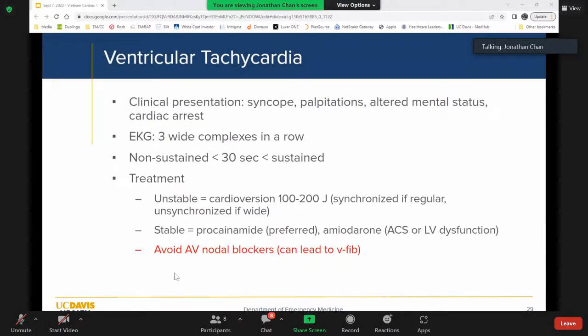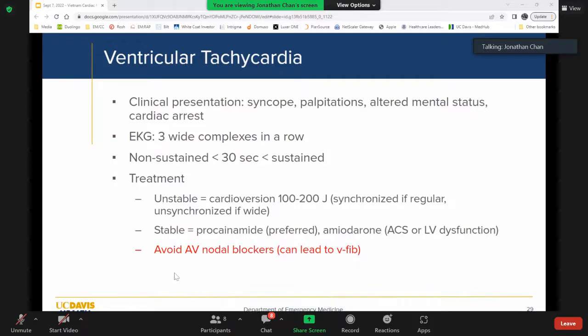Ventricular tachycardia can present in many different ways. You can sometimes have syncope where patients pass out. You can sometimes have palpitations. You can sometimes have altered mental status where they're confused or lose consciousness, or they can come in in cardiac arrest as well, where their heart has completely stopped. To call something ventricular tachycardia, we have to see 3 wide complexes in a row, so 3 complexes that are greater than 120 milliseconds. If it's less than 30 seconds, it's called non-sustained ventricular tachycardia. If it's greater than 30 seconds, it's called sustained ventricular tachycardia.